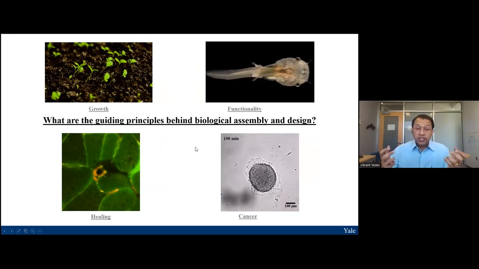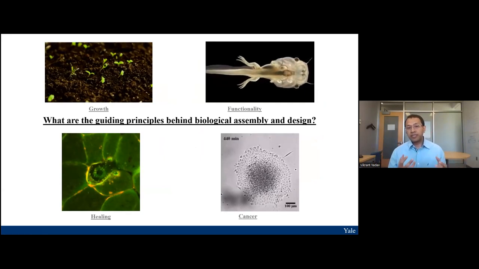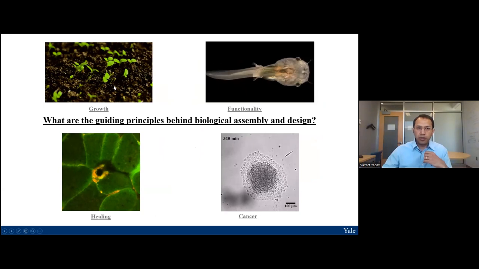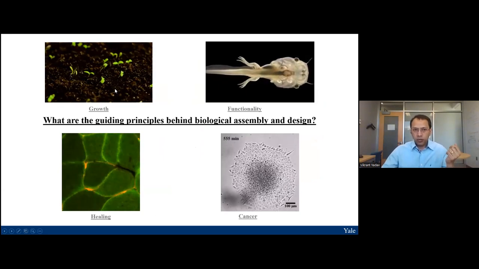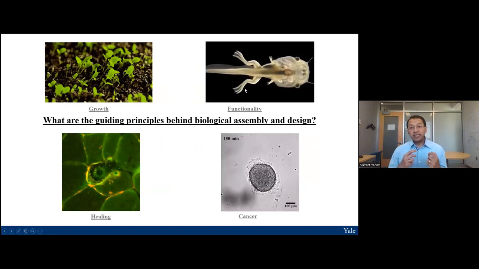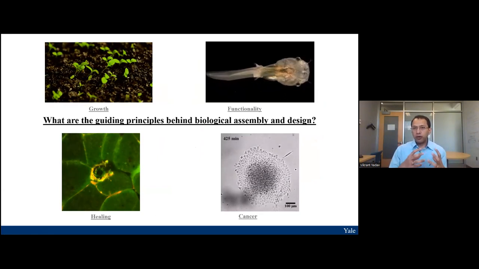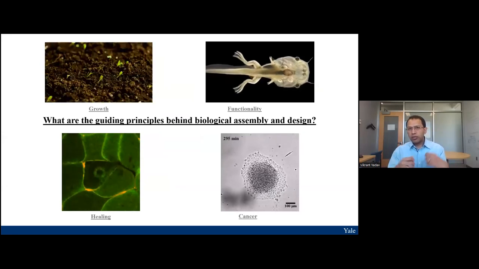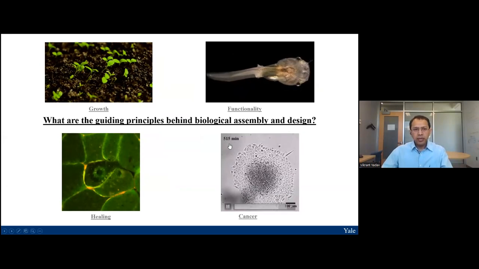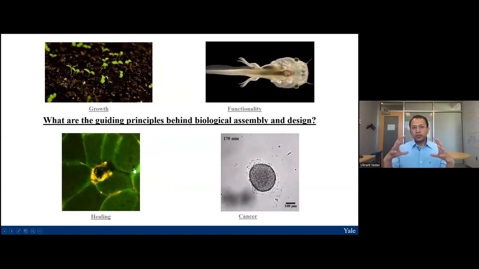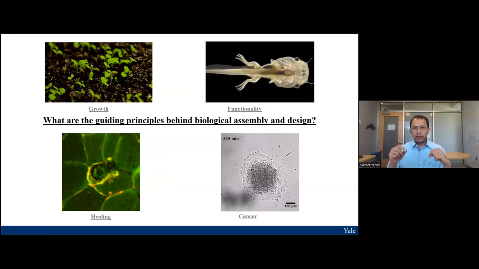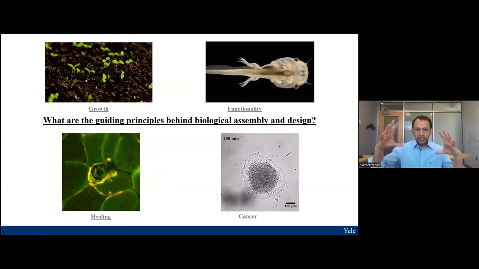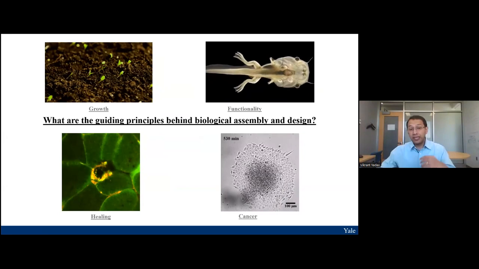The biggest question that we ask in the lab is: what are the guiding principles behind biological assembly and design? For example, here is a bud growing out of soil. This is an example of morphogenesis in an embryo, where a tadpole evolves from a larva-like structure, and as the cells grow and divide, it develops all these modular limbs with different functionalities. Here is an example of a wound healing assay, where you see a monolayer of cells, and somewhere in the center, you shoot it with a James Bond quality laser, and a wound is created. Then all these cells come together and try to heal this wound.